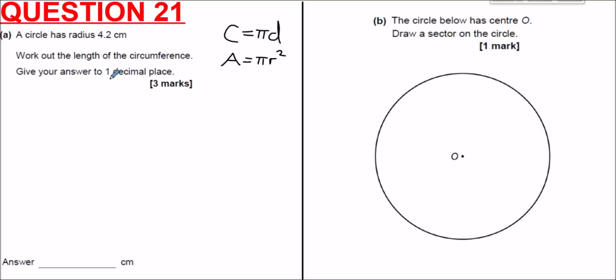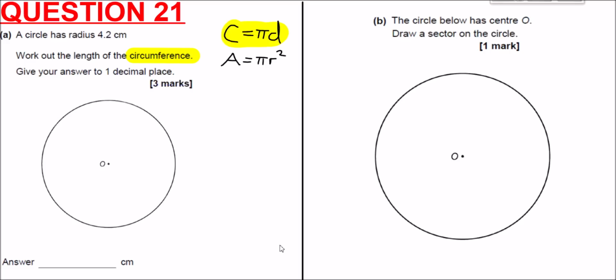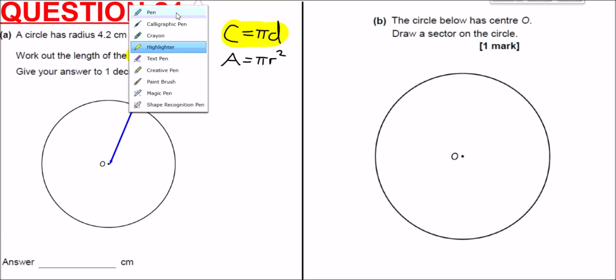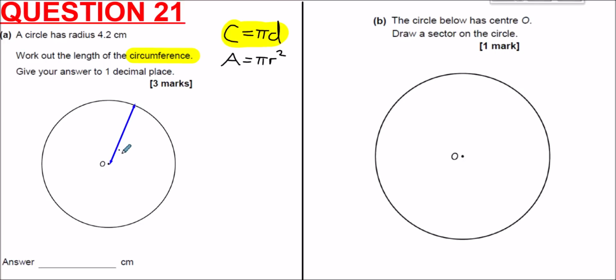So now, we need to think which one we're going to be using. Is it the circumference formula or the area formula? Well, it says here to work out the circumference, and so we're going to pick the top equation, because C stands for circumference. So what I've got here is a diagram of a circle, so we can just label what we know. Radius is 4.2. The radius just means from the middle going towards the outside. So the radius of this circle is this distance here, which is 4.2.